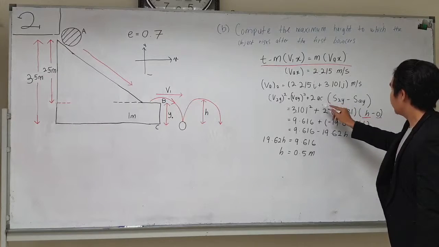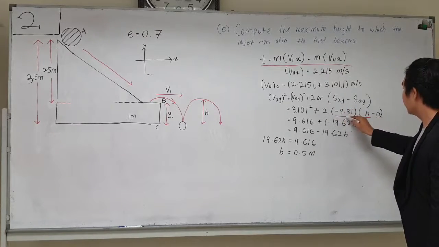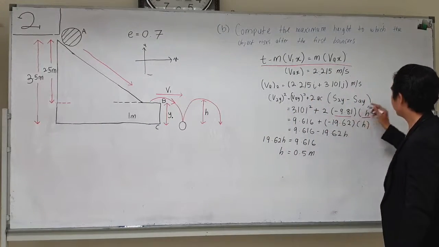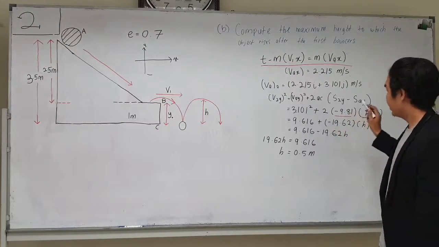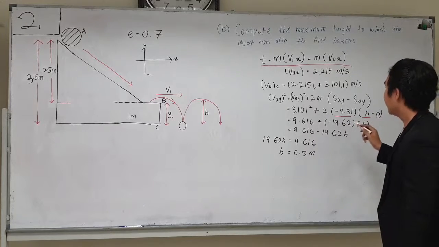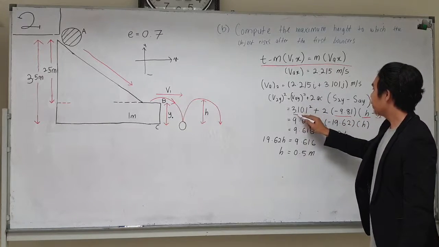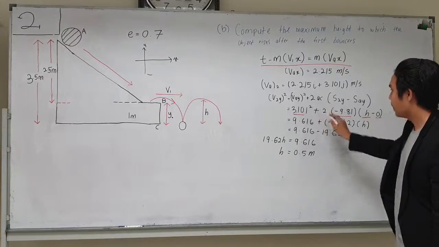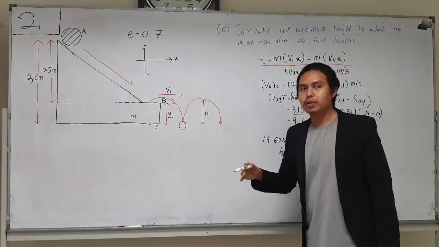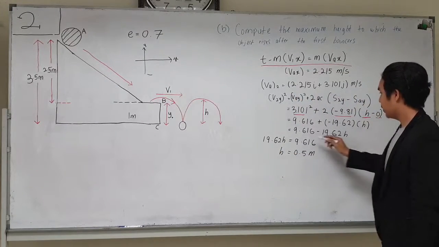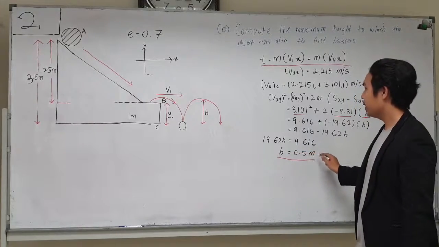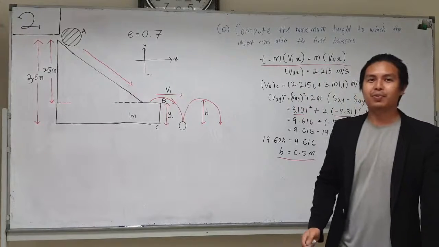2 multiplied by acceleration. For acceleration, we know from question number 2A that it is negative 9.81, the gravity value. And then VAY equals 3.101 squared. We calculate this using the mathematical steps, and we find the answer is equal to 0.5 meter. That's all for me. Thank you.